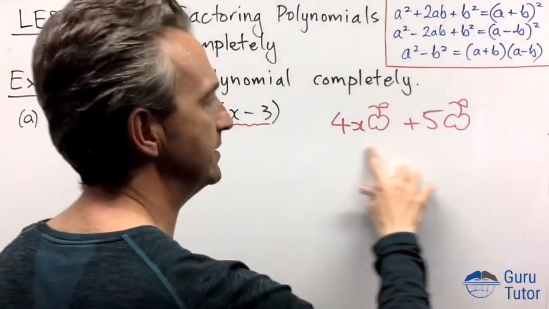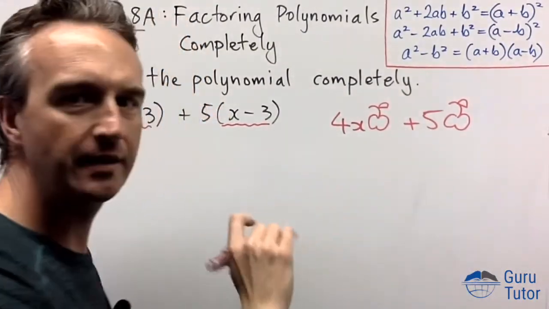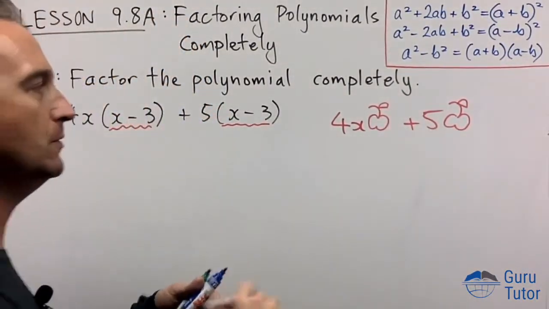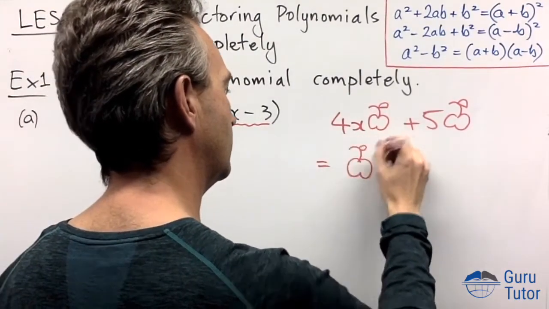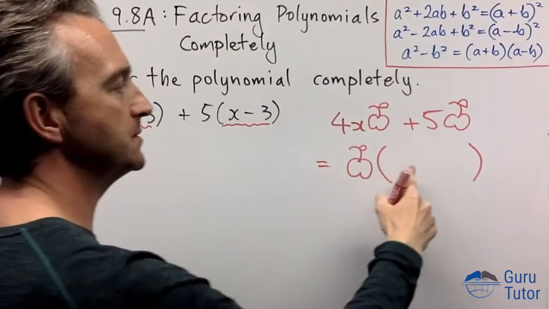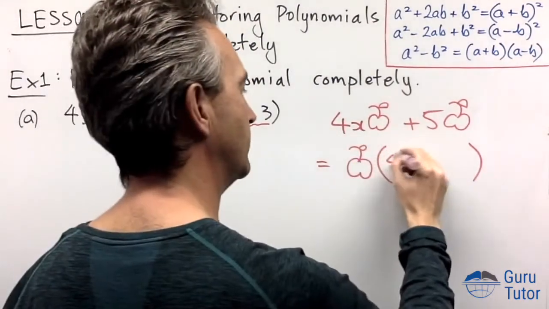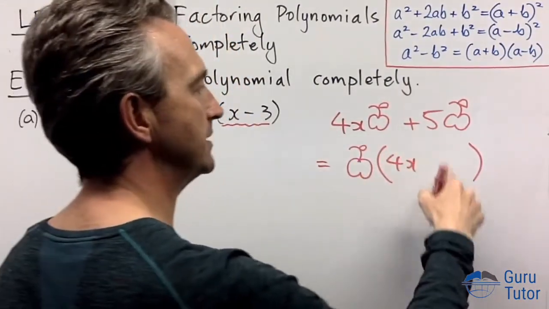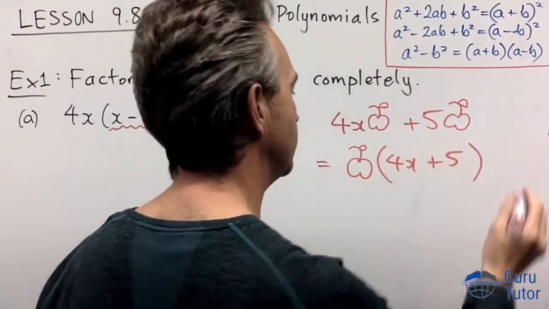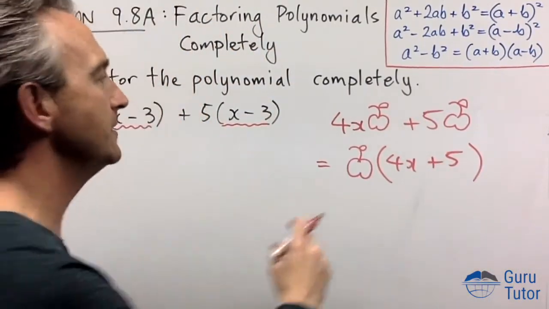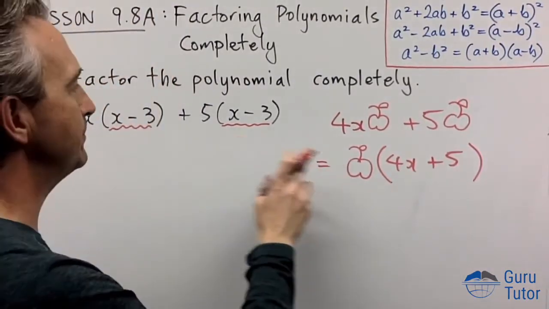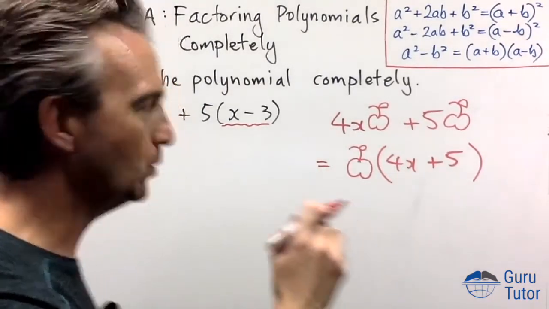If I'm going to factor this, what's common to both? Can you see that I can take out an apple, and I'm going to get this, apple. Apple times what gives 4x apple? That will be 4x. Apple times what gives 5 apple? That will be just plus 5. Does that make sense? We just take out the greatest common monomial factor. What if I told you that apple is x minus 3? What would that look like?